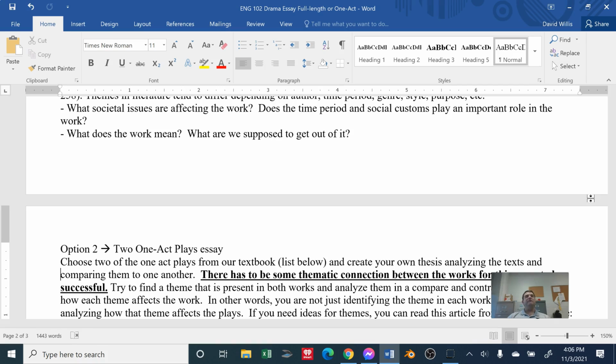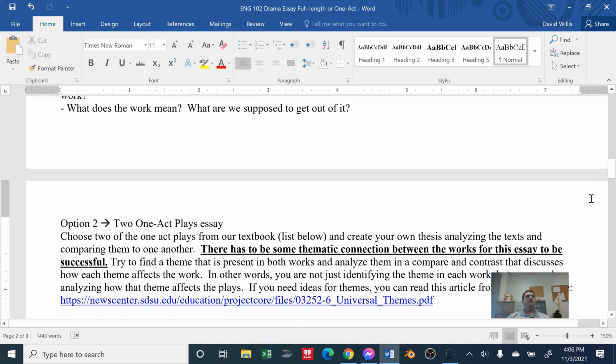Okay, so option 2, you could choose from 2 of the one-act plays in our textbook and create your own thesis analyzing the text and comparing them to each other. Now, it's important if you're going to use 2 works that they do connect in your paper. You don't want your paper to read like 2 mini essays, okay? But there has to be some thematic connection between the works for this essay to be successful. So try to find a theme that is present in both works and analyze them in a compare and contrast that discusses how each theme affects the work.